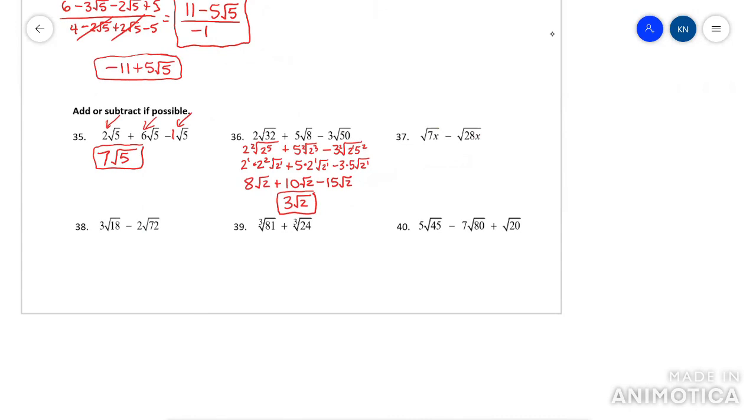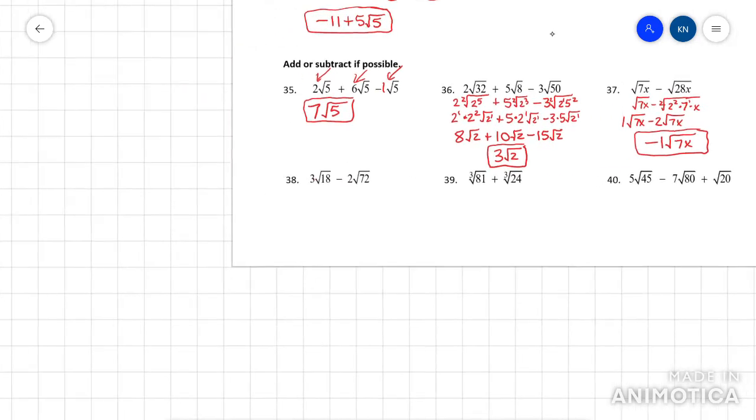Okay. Now this next one, you would need to first break down this guy right here. So it's like root 7x minus, this is 2 squared times 7 times x. So now you could take out a group of 2's. Now the things in the root match. So it's like 1 root 7x minus 2 root 7x, which is negative 1 root 7x. You could just put negative root 7x. That's an acceptable answer as well.